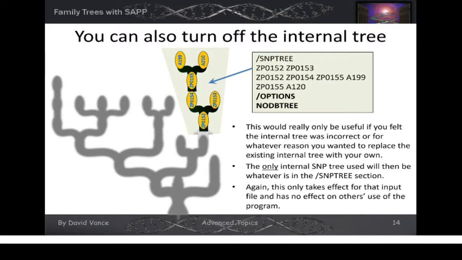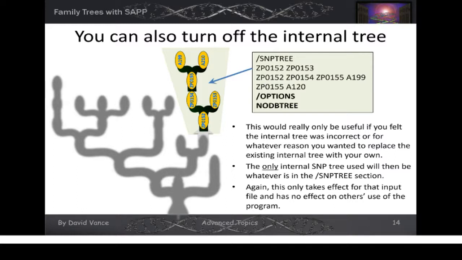There's a /options section which has several advanced options in it. I'll talk about all of these at various times in this video. But if you put a /options section in with no db tree as one of the parameters, it will simply forget about the internal tree. It will only use a /snip tree section that you have put in. Obviously, if you don't include one, it will not know anything about how the SNPs relate to each other.